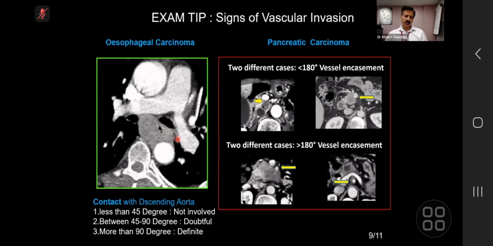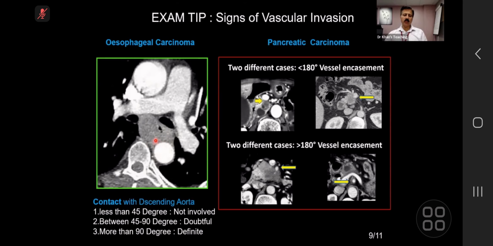Now, concentrate on this. This is for me the most important concept, invasion of the aorta. Basically, the descending aorta is here. Look at these rules. If less than 45 degree, now this is the aorta, this is the tumor.